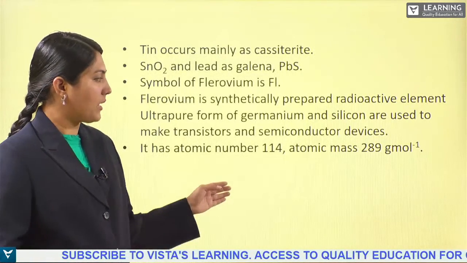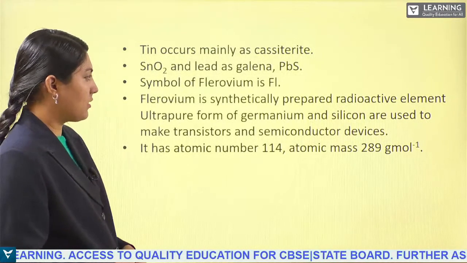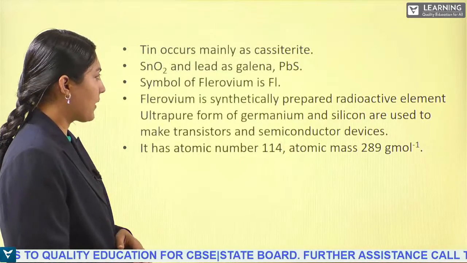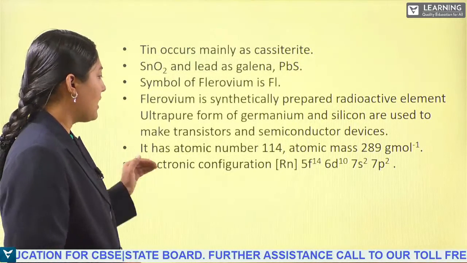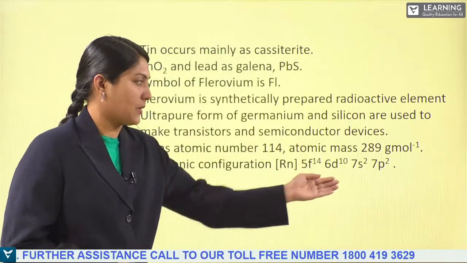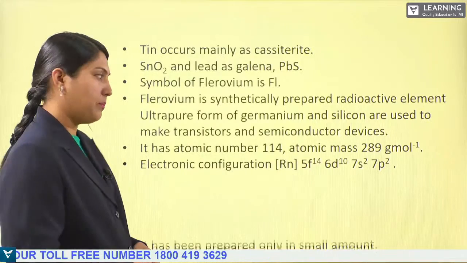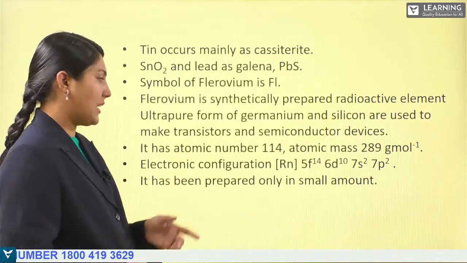It has the atomic number 114 and atomic mass 289 gram per mole. Fl will have this electronic configuration. Okay, it will have 7s2 7p2 as the outermost electrons.